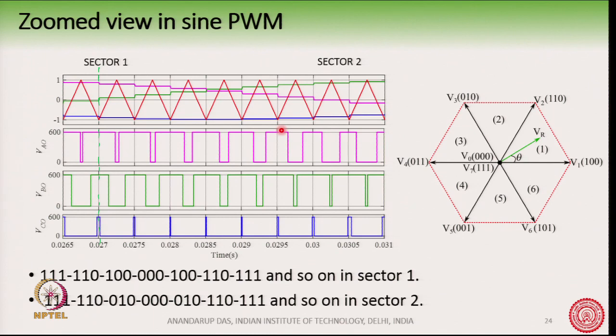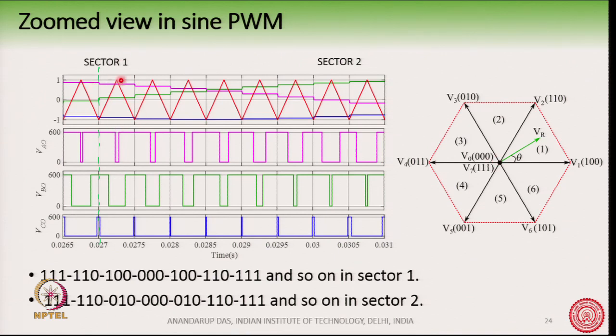So, we see that in Sine PWM also, we have a switching sequence which is similar to that of space vector PWM. Okay. You see that this actually is in sector 1. The switching is happening in sector 1, and if you observe the switching sequence, we have started from 1 1 1 and then gone to 1 1 0, 1 0 0 and 0 0 0, and then again going back 1 0 0, 1 1 0 and then 1 1 1.